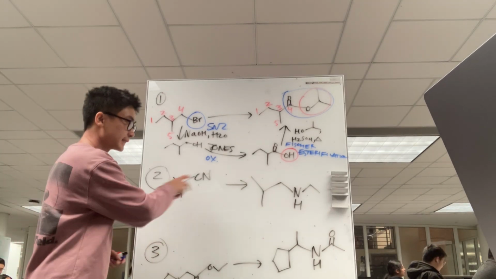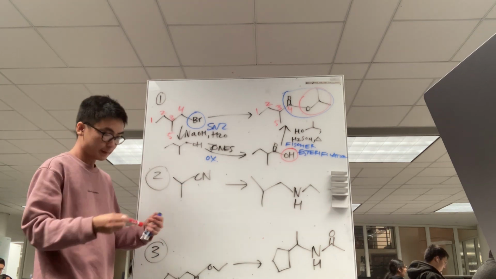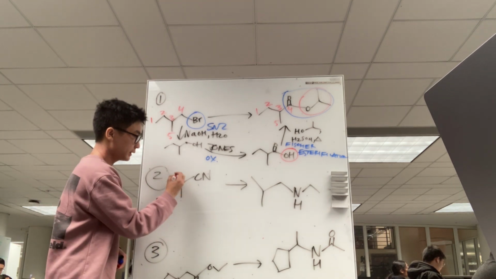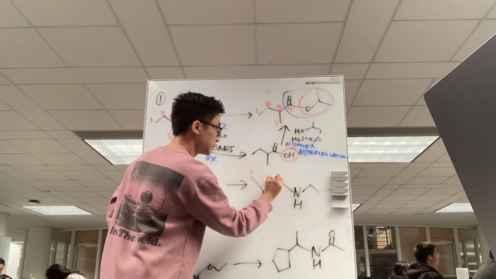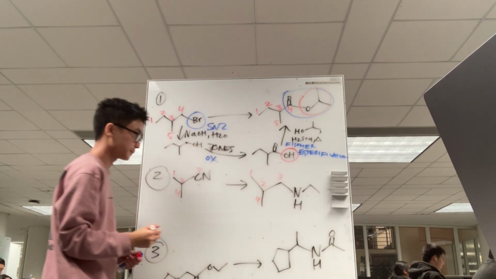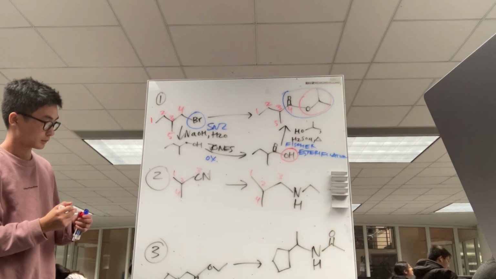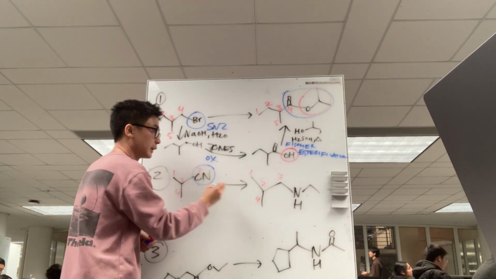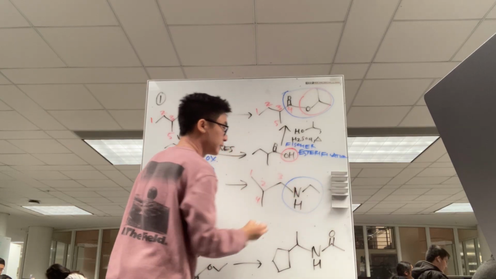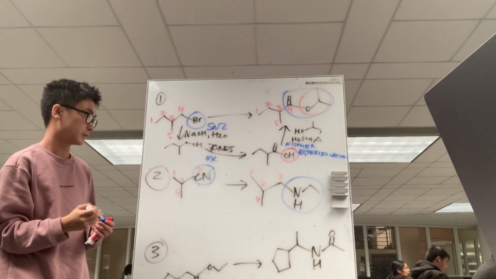Now, for this next synthesis problem, let's use the same strategy. The similarities are going to be this right here, like 1, 2, 3, 4, 1, 2, 3. And then we see in the reactant we have a nitrile, and on the product we have an amine. That's what they need to get.